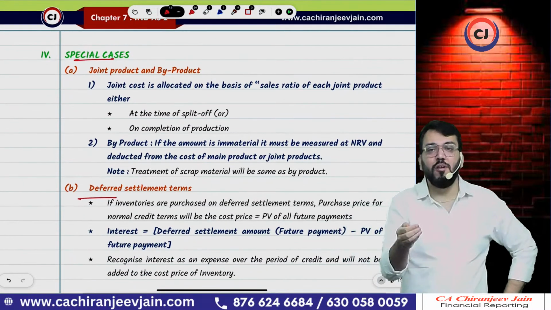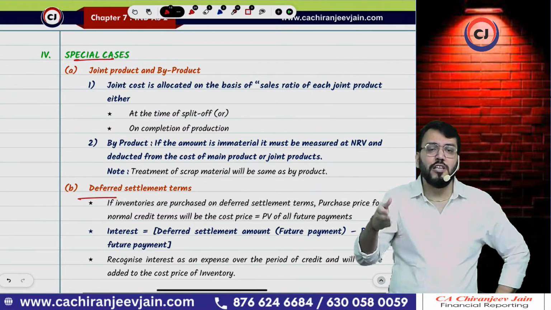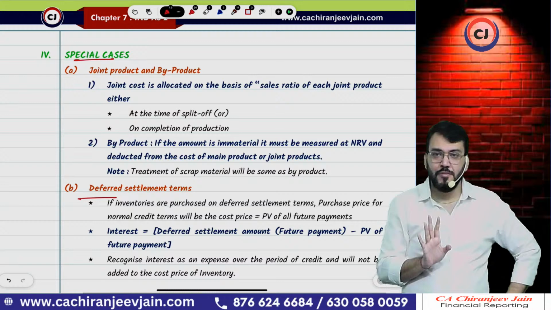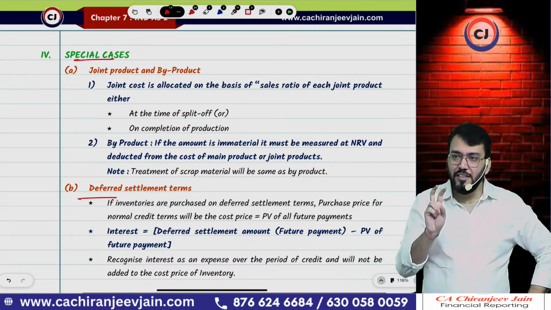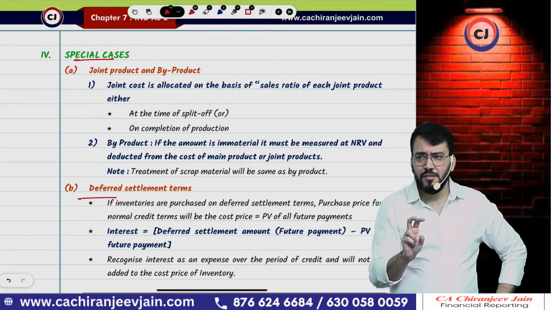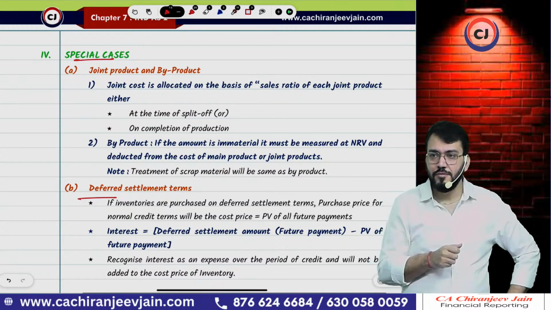Now joint product means what? There will be joint cost. Joint product means two or more than two main products. What is byproduct? Additional. What is joint product? That is also an additional product.